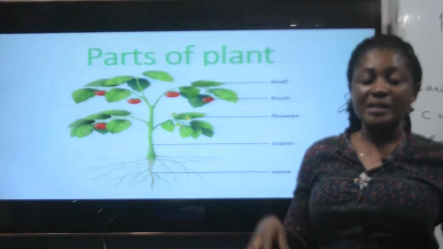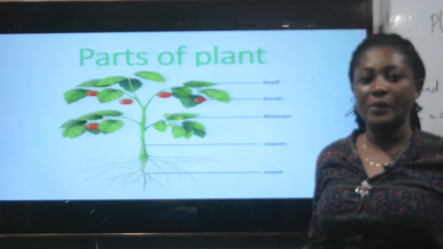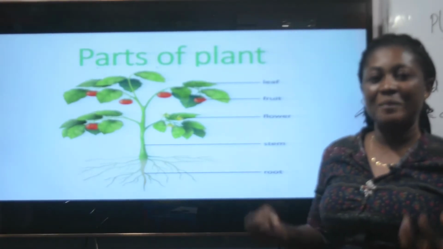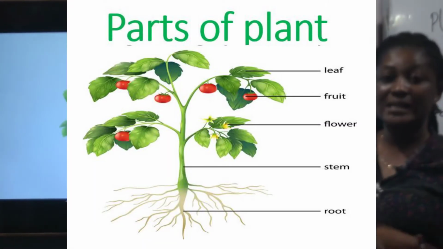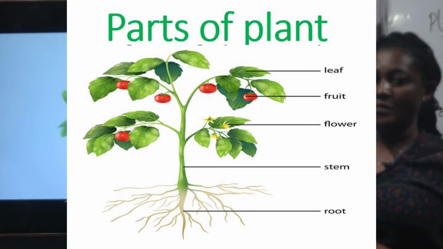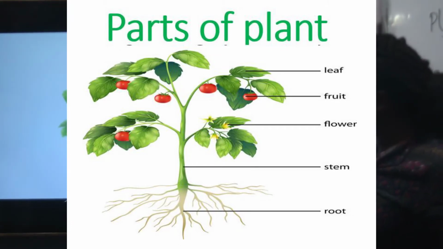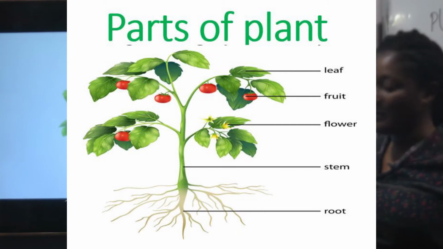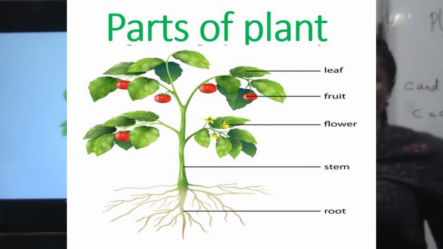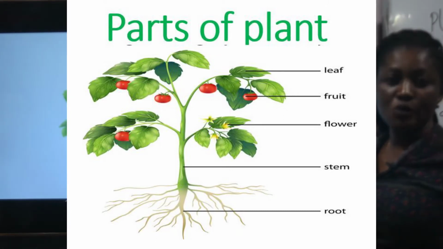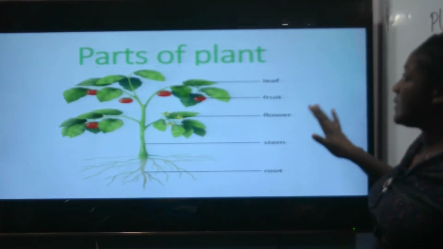The root is always in the soil. The root helps the plants to grow well. Now, kids, I am pointing at it, then you pronounce the names for me. The first one is called what? Leaf. The red one is called fruit. The yellow one is called flower, this is a stem, and the brown ones are called the roots. Very good.